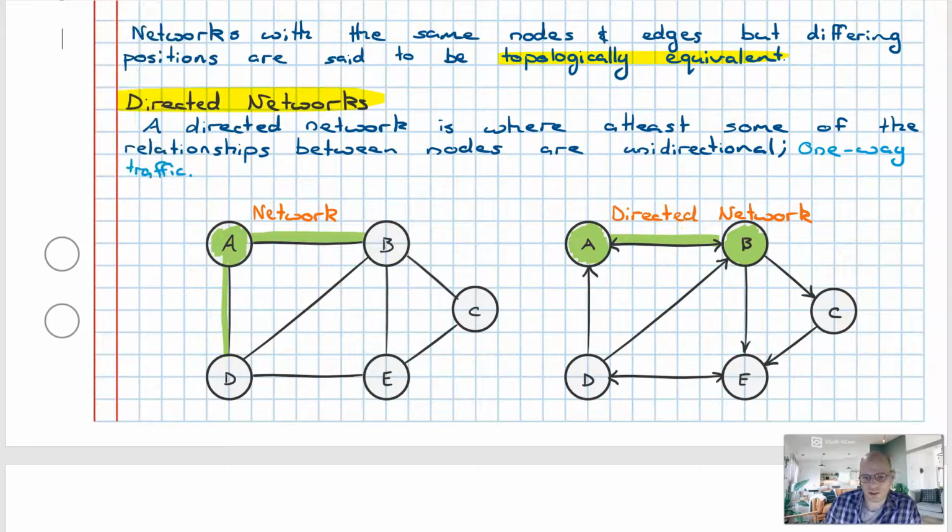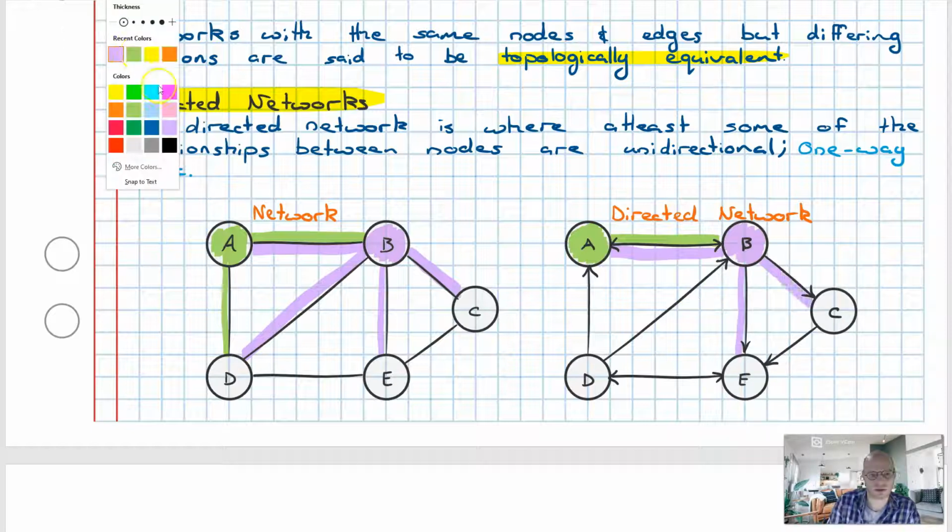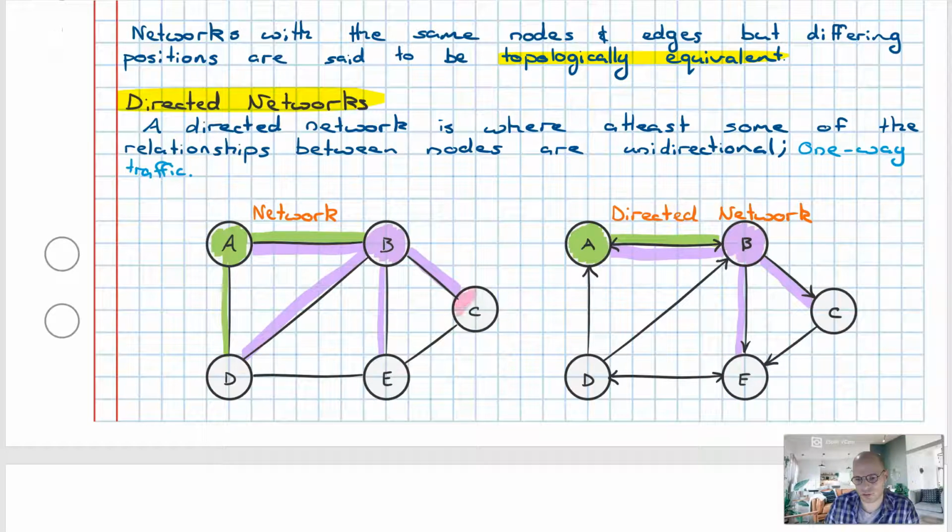Looking at another node, if we turn our attention to node B, from node B in a non-directed network, we're allowed to travel from B to D and from D to A. In a directed network, from B, we're allowed to travel across to A because the arrow says we can. However, we're unable to travel from B down to D. We are permitted to travel from B down to E, and we are permitted to travel from B to C. Quickly finishing this network off.